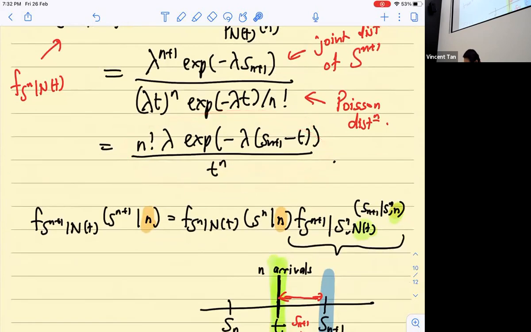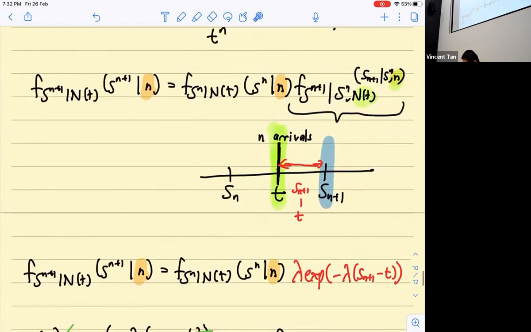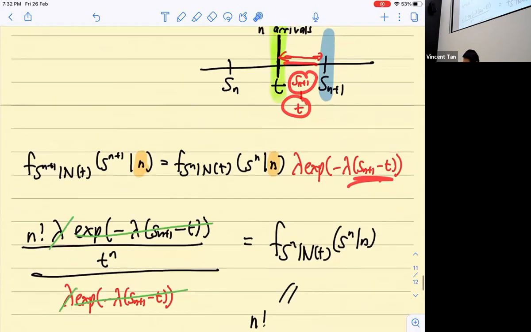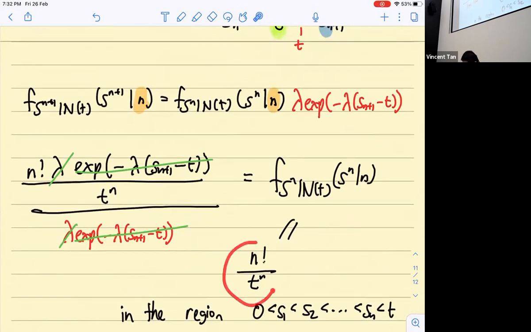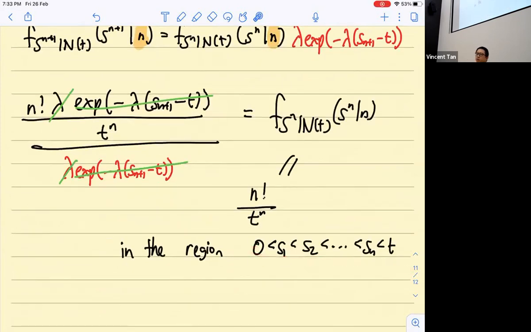Now we need to do some shifting. All right. So we know this guy here because we took the memoryless theorem. And the memoryless theorem tells us that this length here is exponential with the correct rate. This length here is Sn plus 1 minus t, which I put here. And basically now I divide on both sides. And with all beautiful math, you will cancel beautifully and get n factorial over t to the n in this particular region. And later on, we'll look at this region in greater detail and talk about order statistics.